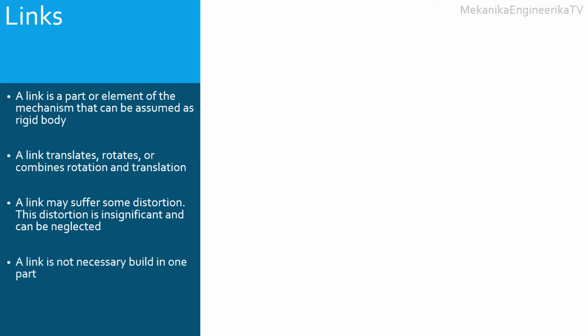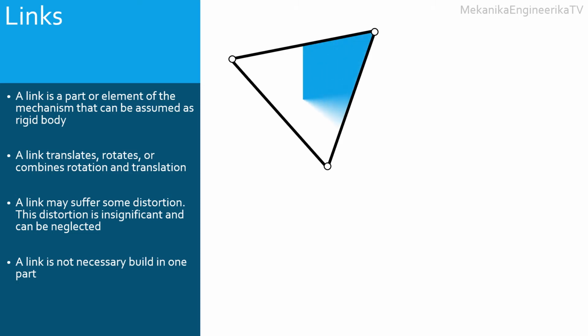A link is not necessarily built or manufactured in one part. A link can be made up of several parts. However, in a link, all parts are tightly assembled together, or they are assembled such that no relative motion is allowed. Thus, all parts behave as one whole rigid body. For example, 3 bars that are connected together by 3 pin joints build a structure that does not allow any relative motion. It can be considered as one link.